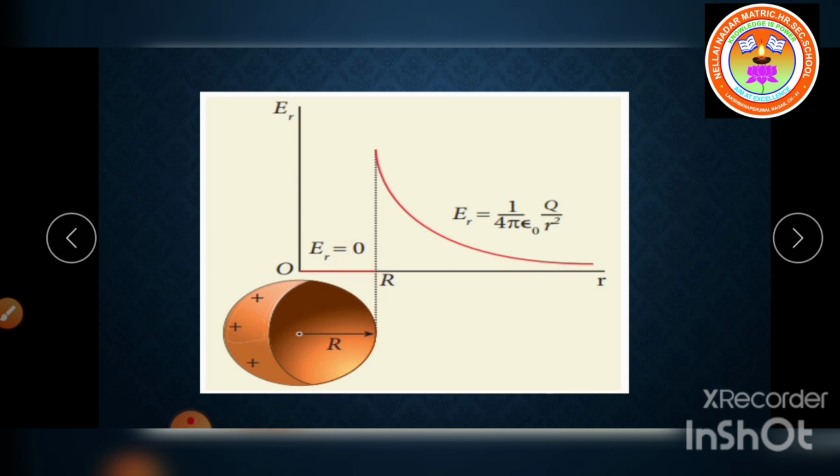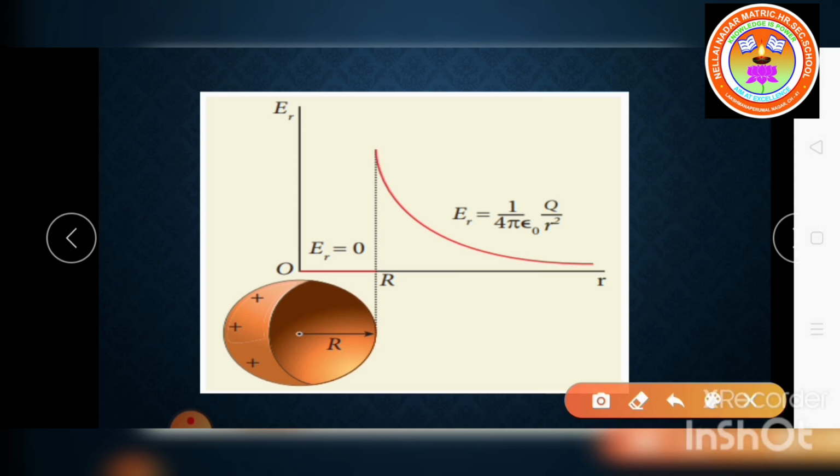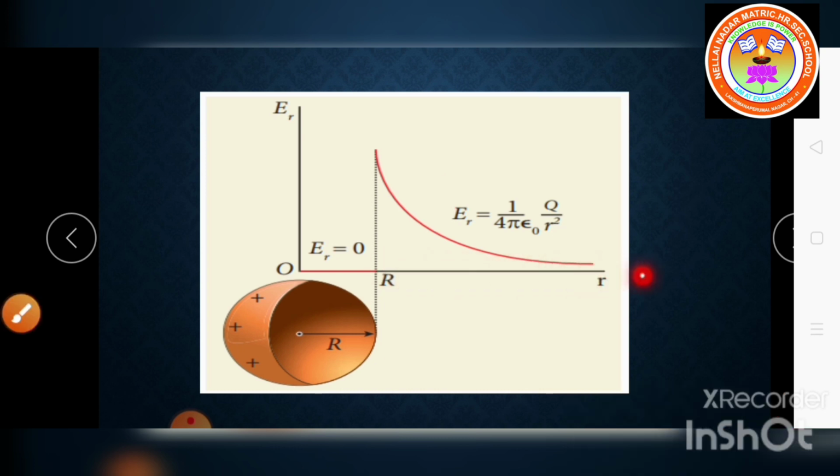On the surface, it has the greatest electric field. We know that when the distance increases, the electric field value decreases. If you see here, when the distance increases, the electric field value decreases. It is a very important 1 mark question. So listen children, the electric field inside the shell is equal to 0. On the surface, it is maximum. When the distance increases, the electric field value also decreases. Okay, understand?